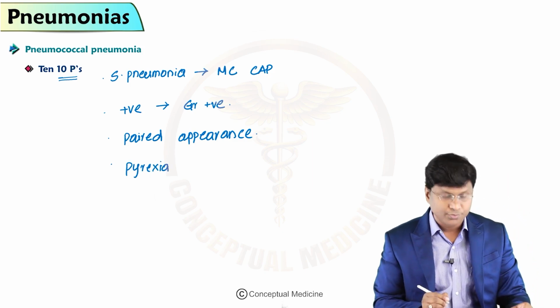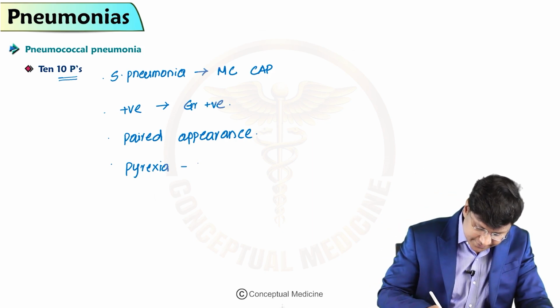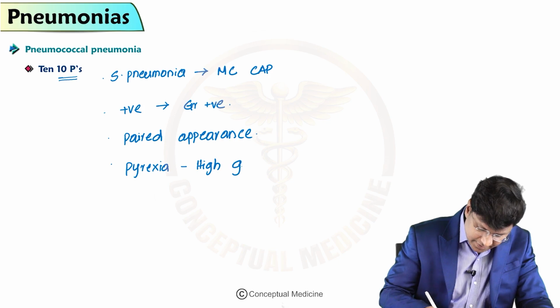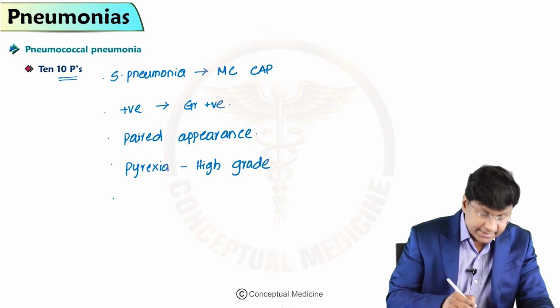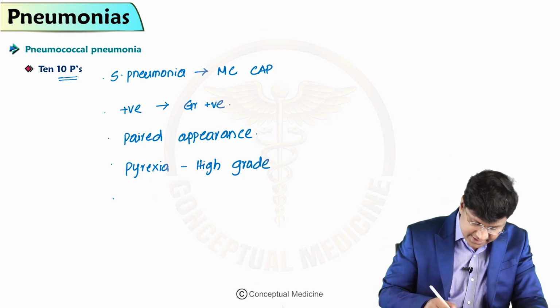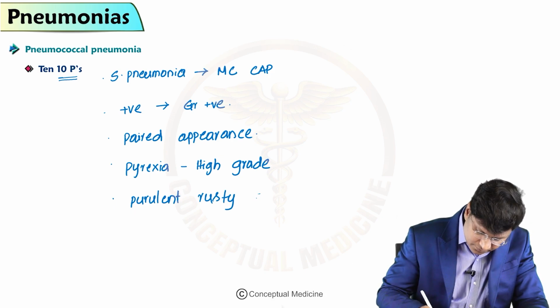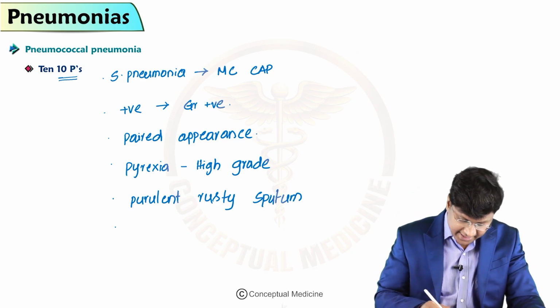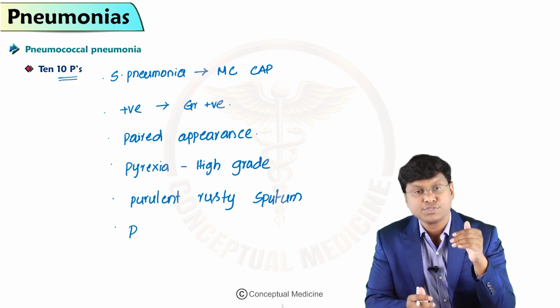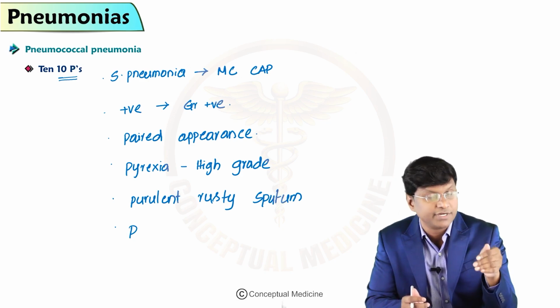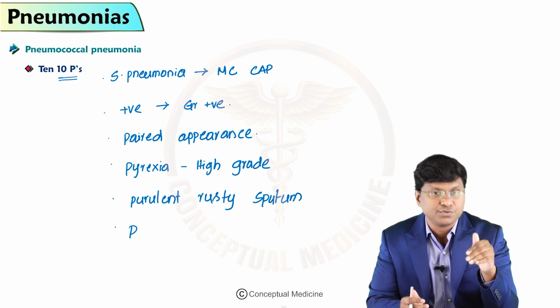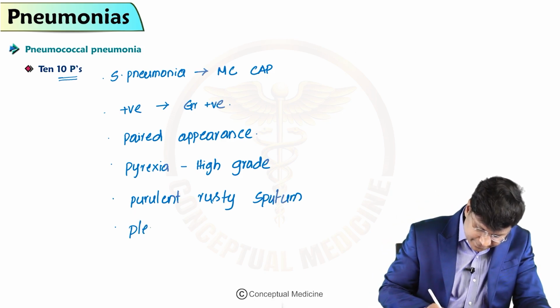This pneumococcal pneumonia will cause pyrexia of high grade. And another important P is that pneumococcal pneumonia will cause purulent rusty sputum. The color of the sputum is purulent rusty. And another important P is that this Streptococcus pneumoniae will not only cause lobar pneumonia, it can also cause pleural effusion. Then we call it synpneumonic effusion. Due to which the individual can develop pleuritic chest pain.